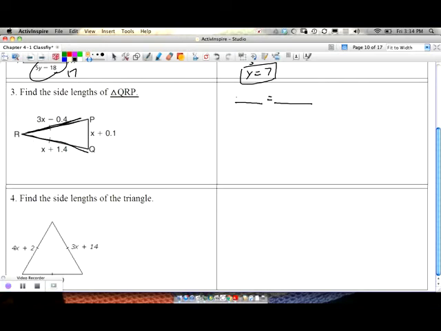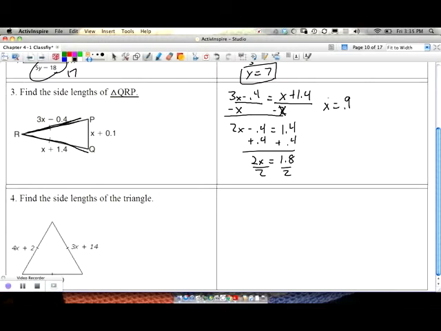So I'm going to subtract x from both sides. I have 2x minus 0.4 equals 1.4. If I add 0.4 to both sides, 2x equals 1.8. Divide by 2, divide by 2. X equals 0.9. Okay. X equals 0.9. Cool. What do I do with that? Oh, I got to plug it in. That's right. Let's plug it into this one down here.